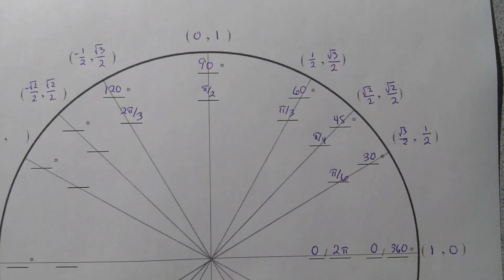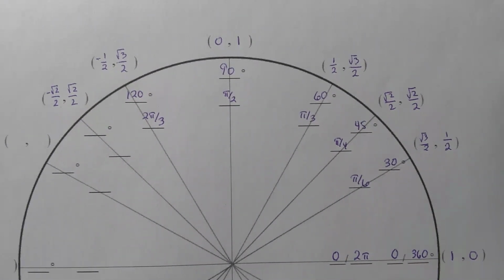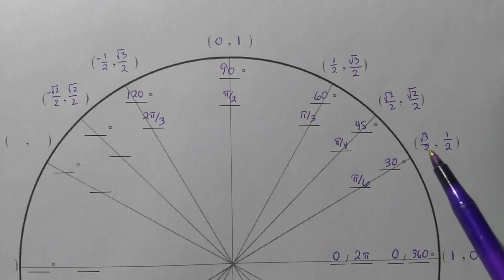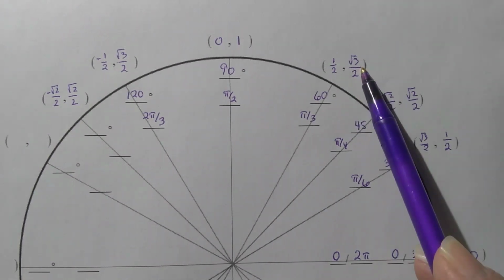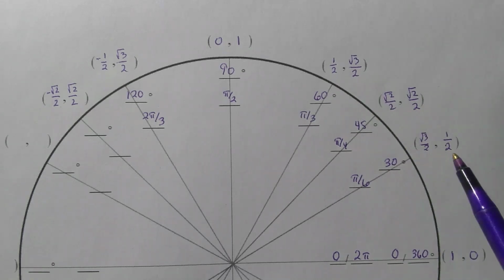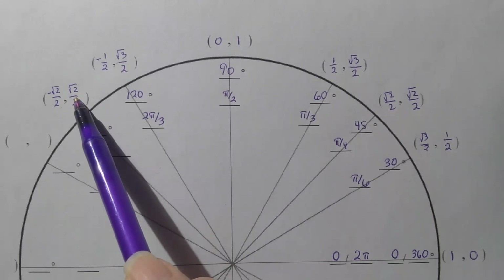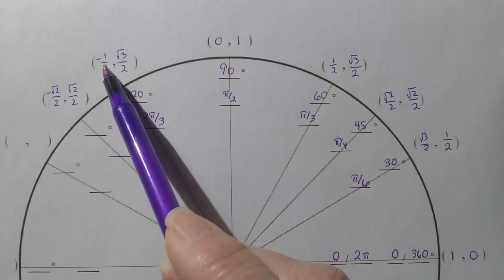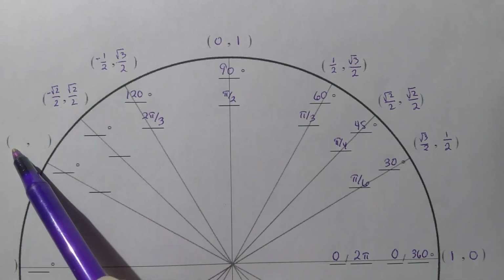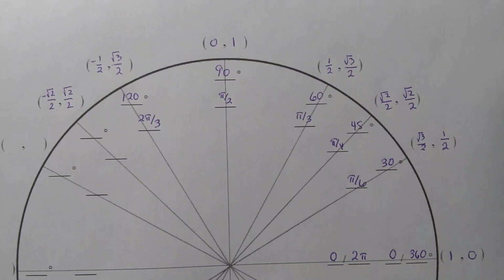The other thing you're going to notice, which is what's going to help you remember these, is that these follow a pattern. Root 3 over 2, root 2 over 2, 1. Root 3 over 2, root 2 over 2, 1. Root 3 over 2, root 2 over 2, negative 1/2, negative root 2. These follow a pattern all the way around the circle, which makes it really easy to remember.